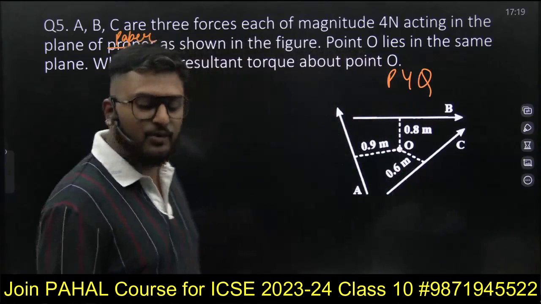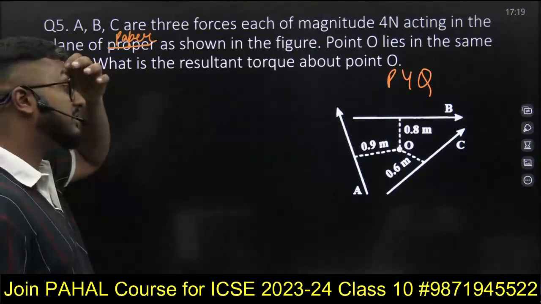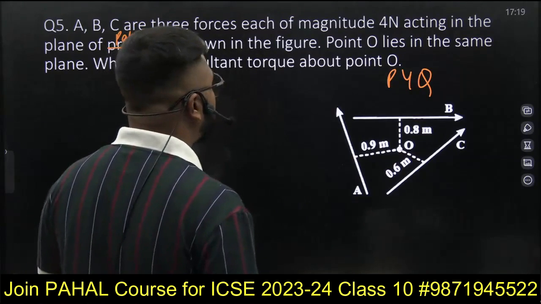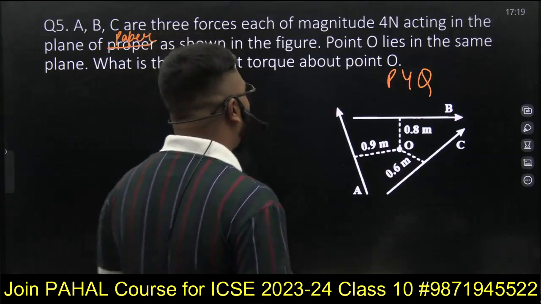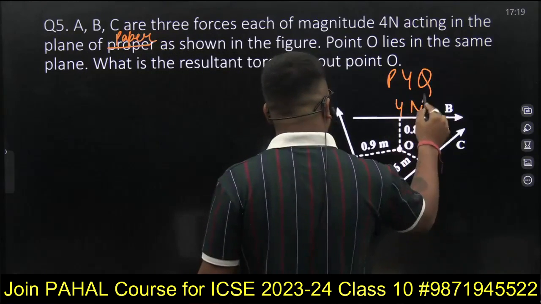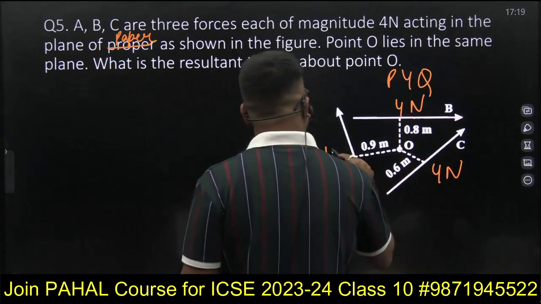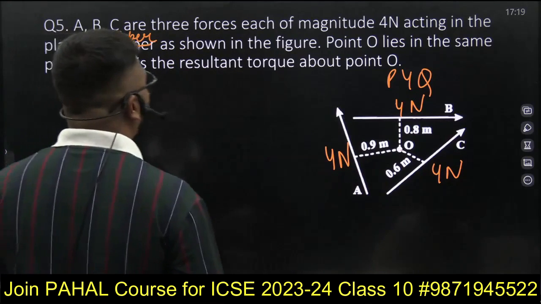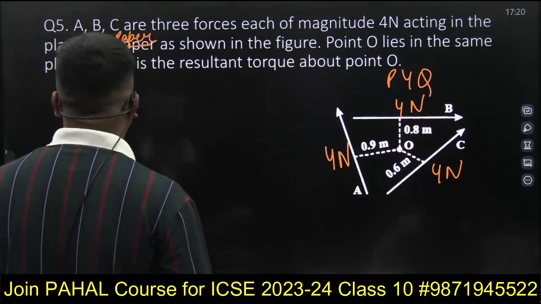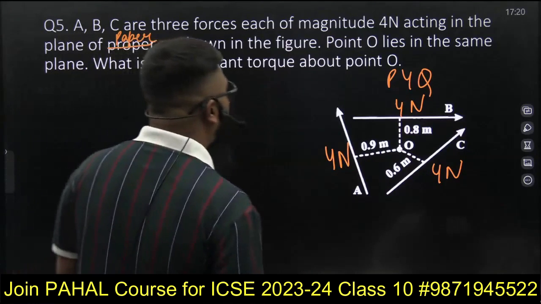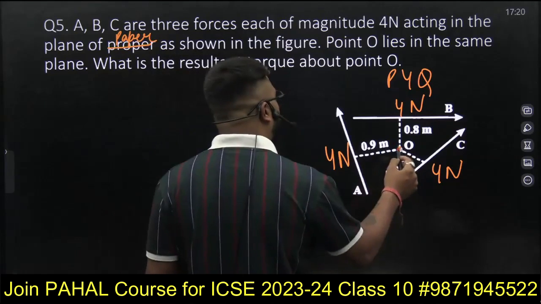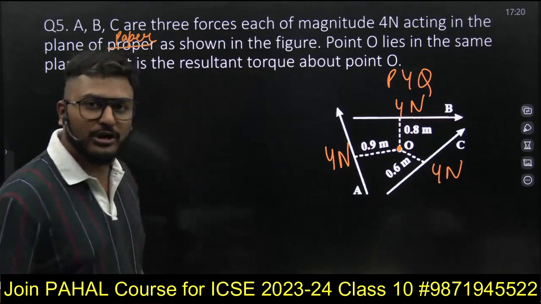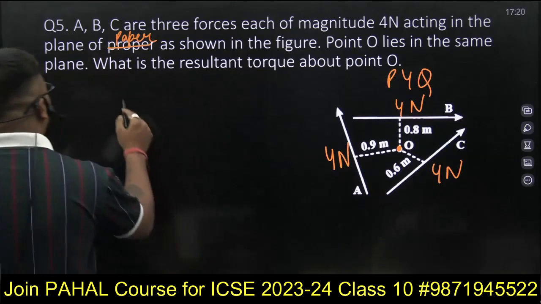चलिए, so let's come to this question now and let us understand what is the question saying, right? So the question says that ABC are three forces, each of magnitude 4 Newton. So this force is of 4 Newton, this force is of 4 Newton, and this force is also of 4 Newton. Acting in the plane of paper as shown in the figure, point O lies in the same plane. What is the resultant torque about point O? So if this is the center point about which we are applying the force, then we have to find the resultant torque. Now we'll be using the principle of moment, POM.